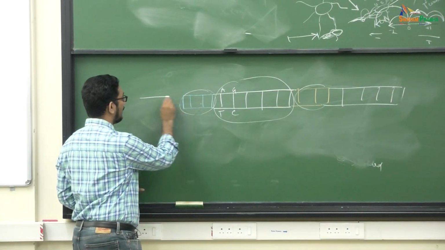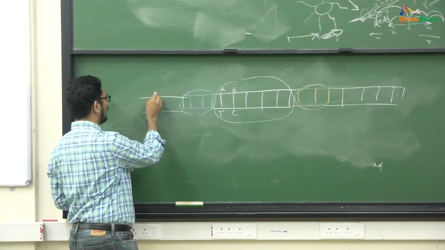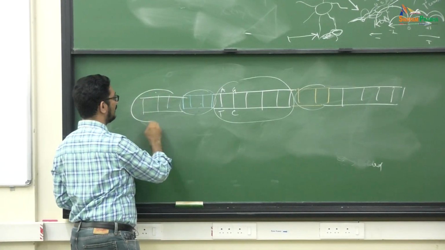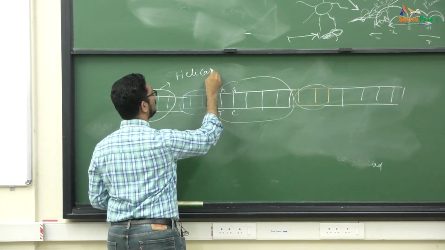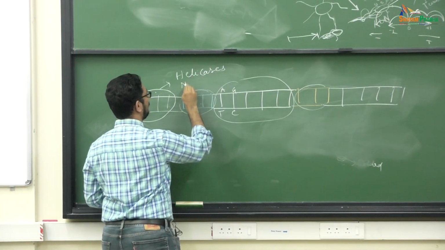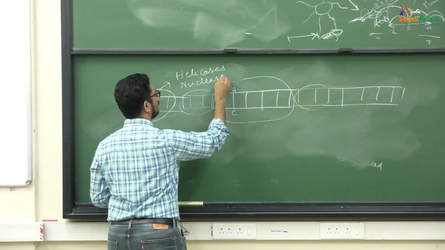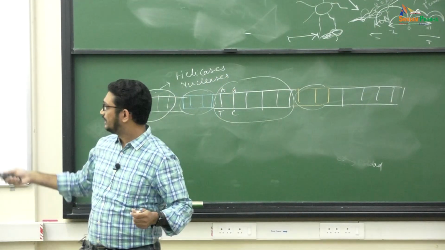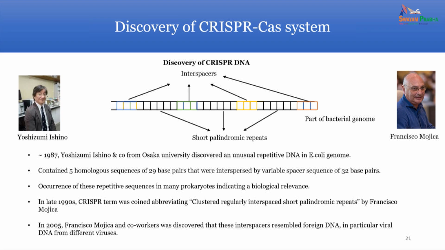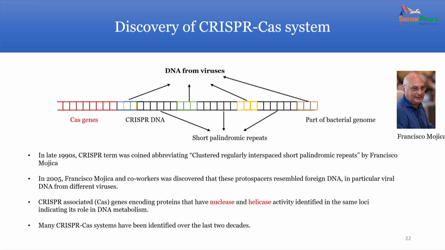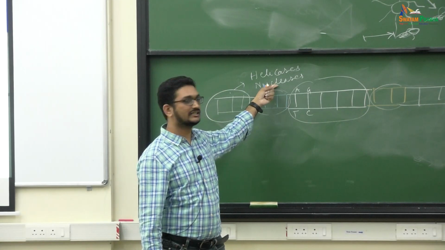And they discovered that beyond this, there are other genes that actually code for specific enzymes called helicases and nucleases. So they discovered this. Okay, there is a palindromic sequence, and then there is a non-palindromic sequence, and they went on from there, and then they discovered that there are these genes beyond this that code for these two enzymes, helicases and nucleases. We discussed what nucleases are, right?